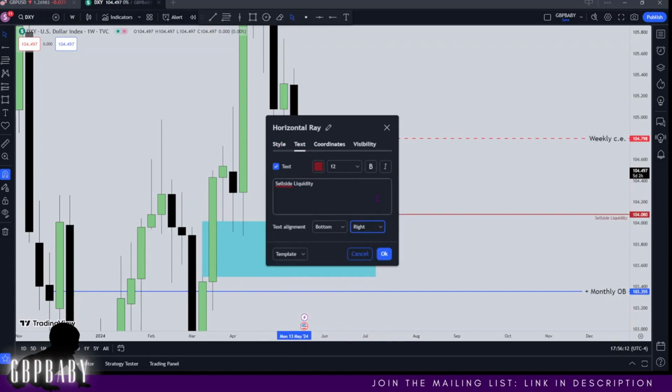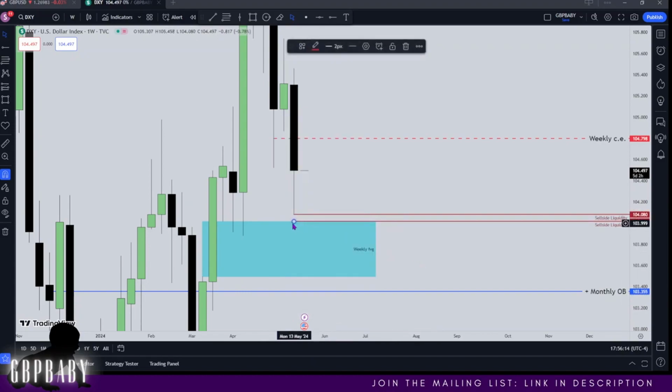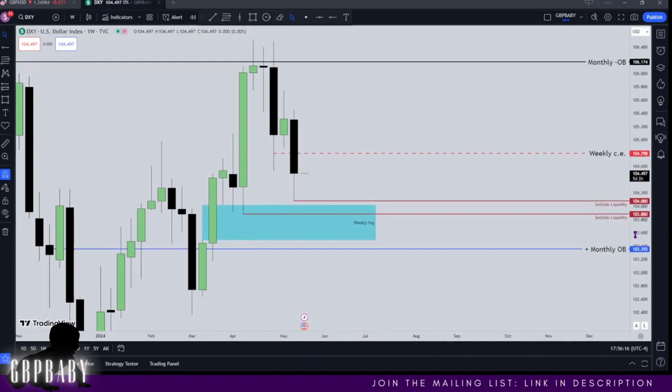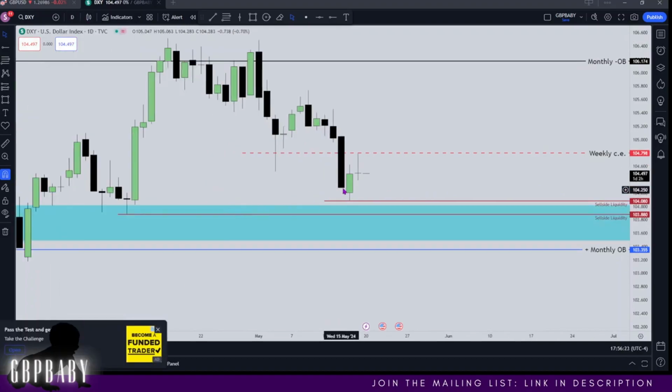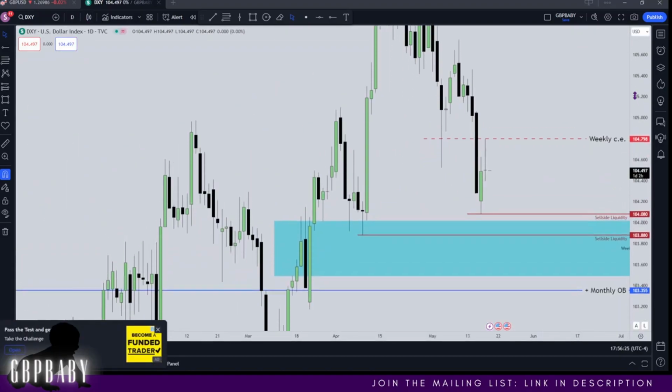We'll move this over here, and then we also have these lows as well. So now we have a few things on both monthly and weekly to key off. Let's now head down to the daily, and this is going to be the last time frame I use for us to be framing price.